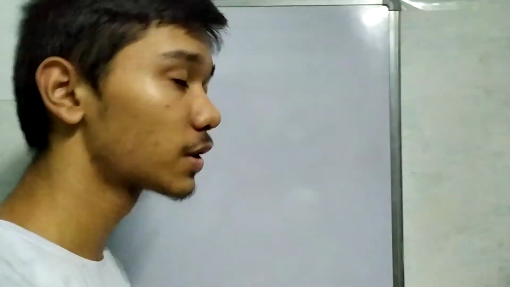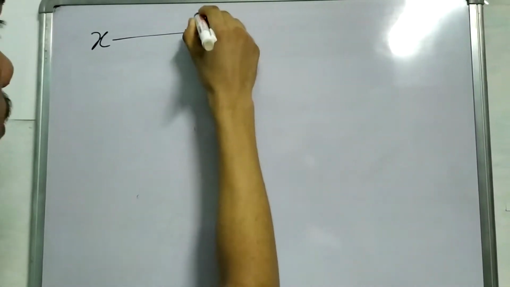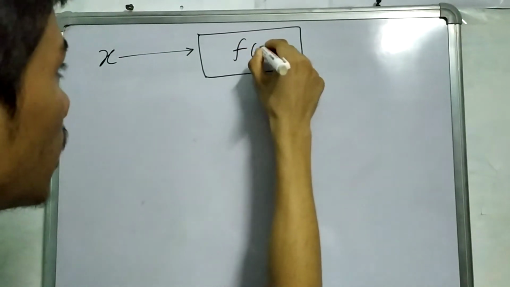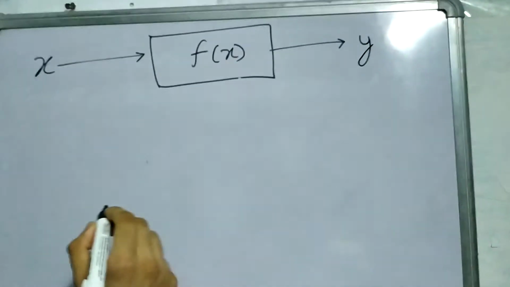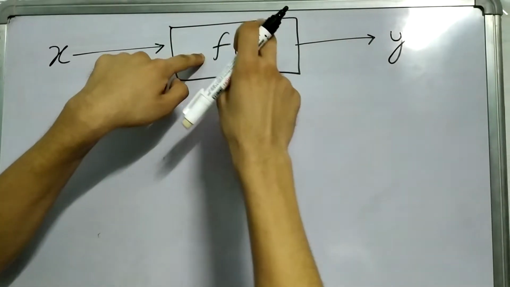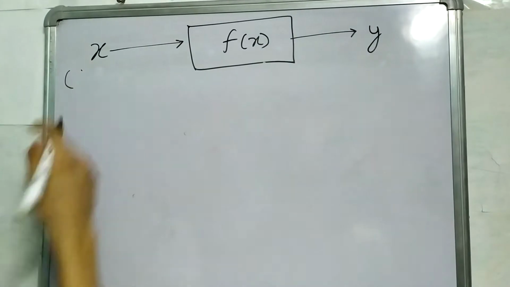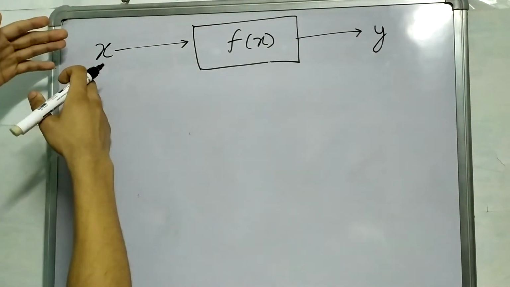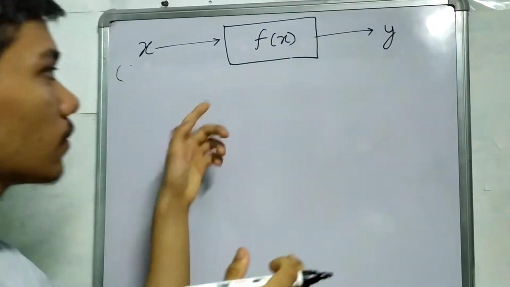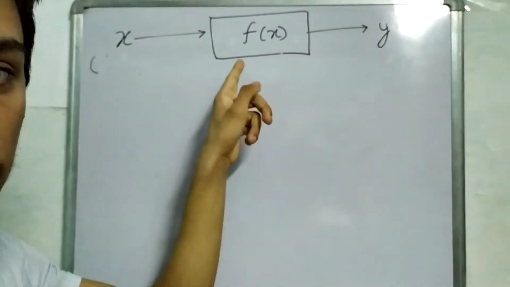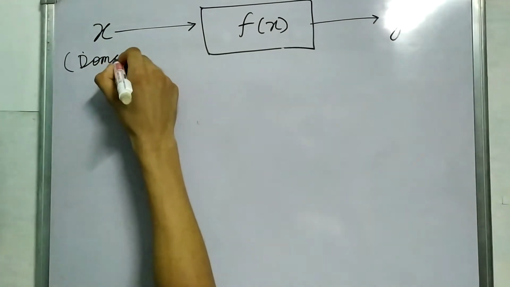So in the last video, we saw how functions can be thought of as machines. You have an input x in some function and it gives you an output. Let's call this y. Depending on what type of function you have, you can have restrictions on x, so only certain values of x can be put into this function, and the collection of those values is the domain.